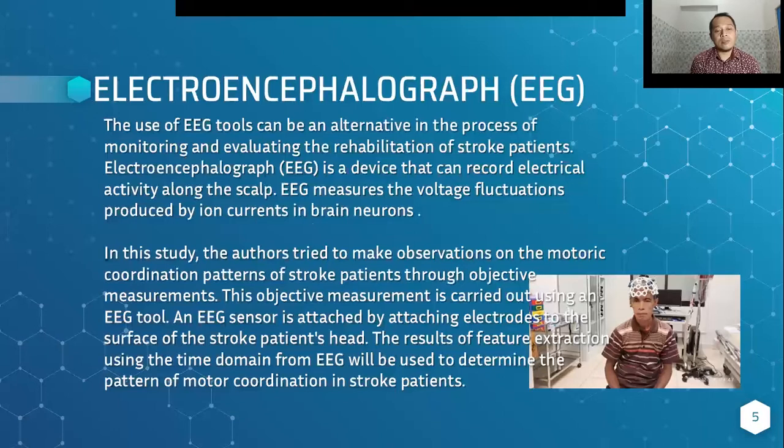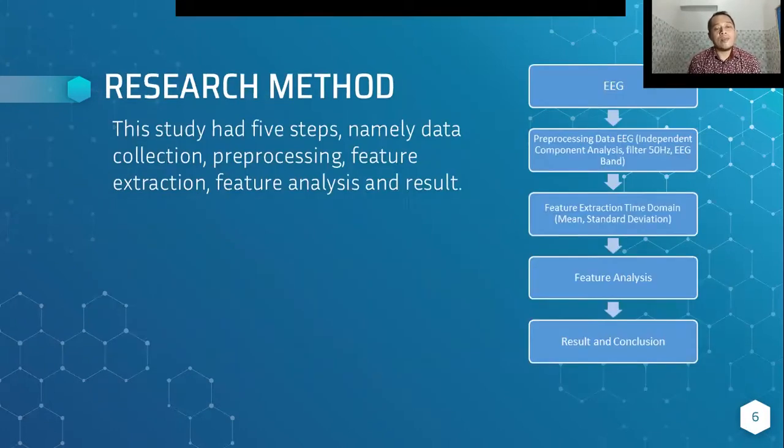In this study, the authors tried to make observations on the motoric coordination patterns of stroke patients through objective measurement. This objective measurement is carried out using an EEG tool. An EEG sensor is attached by attaching electrodes to the surface of the stroke patient's head. The result of feature extraction using the time domain from EEG will be used to determine the pattern of motor coordination in stroke patients. This study had 5 steps, namely data collection, pre-processing, feature extraction, feature analysis, and result.